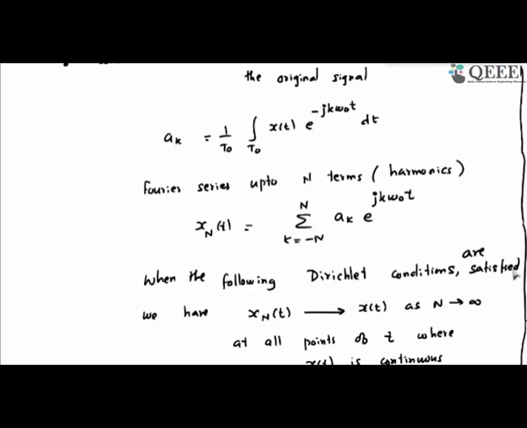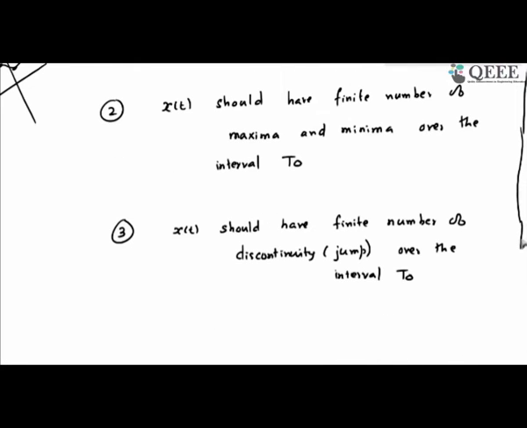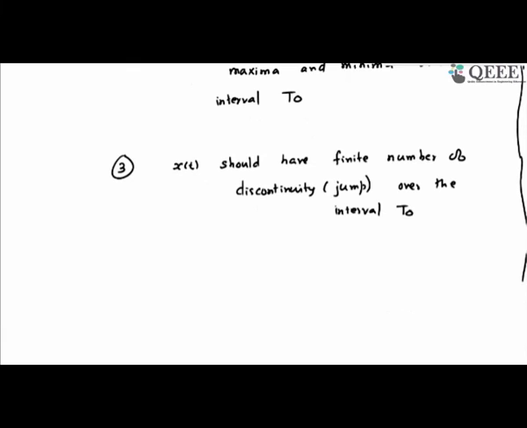Okay, so now I will give you some examples of functions which will violate these Dirichlet conditions. That is also important, so that you should be able to appreciate what is wrong with those functions. So, examples which violate Dirichlet conditions.